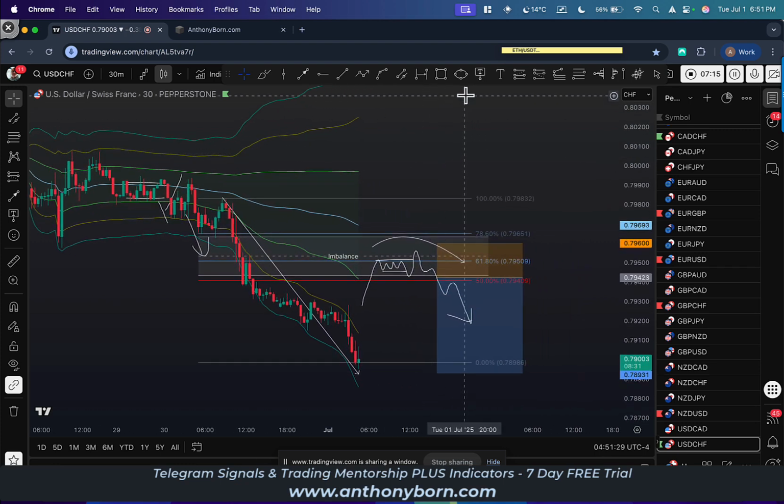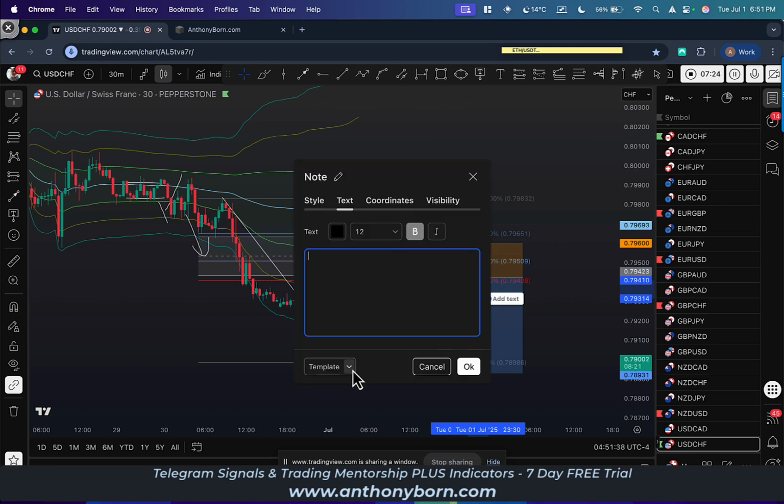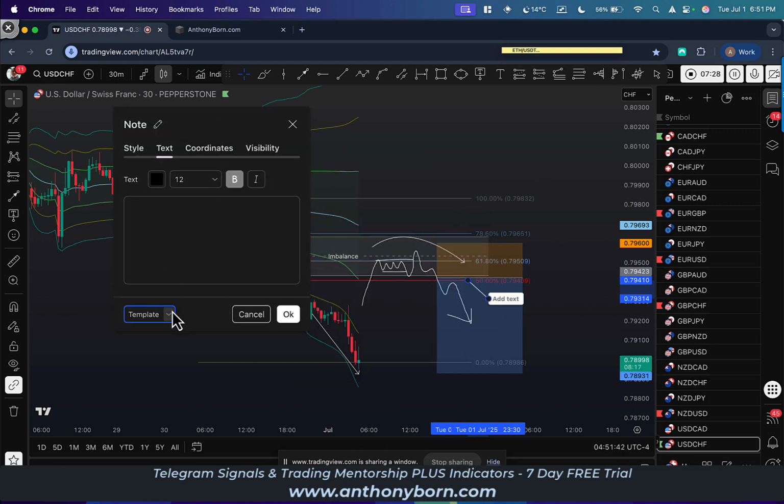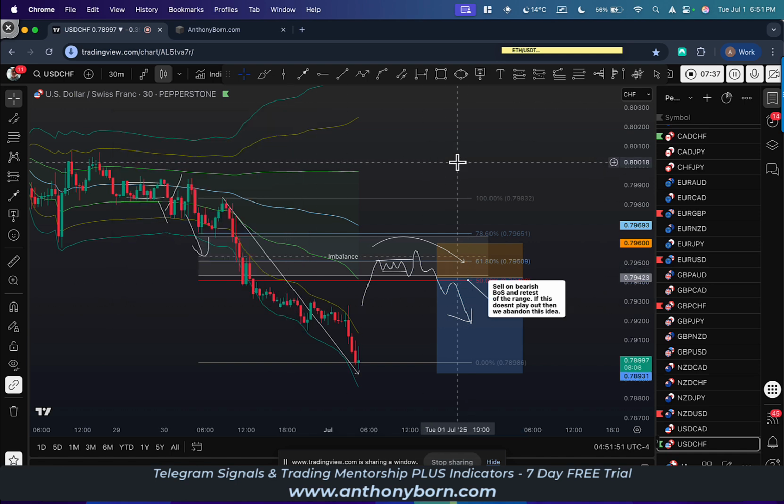I'm going to leave a note here, and that will be sell. Oh, actually, I've got it. I saved it. Hang on, look. Go into here. Where is it? Sell note. That'll save a bit of time. So there's my sell note. Okay, sell on bearish break of structure and retest of the range. If this doesn't play out, then abandon the idea.